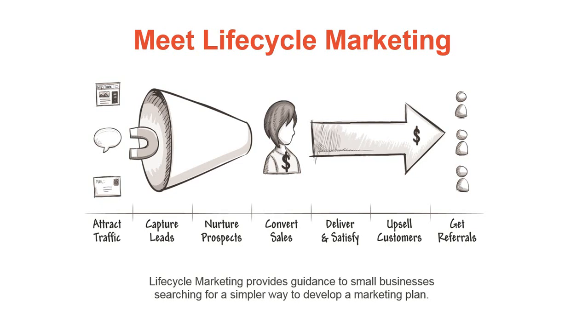However, if they buy and they opt out of your list, then they go back to step one, which is attract traffic. So what we want them to do is convert, then we want them to purchase, and then we want to deliver and satisfy. And what that means is we're going to ask them questions. What did you think? Were you happy? Is there anything we could do better, and all that? Then we can upsell them, and then once they buy from us twice, then we start getting referrals.